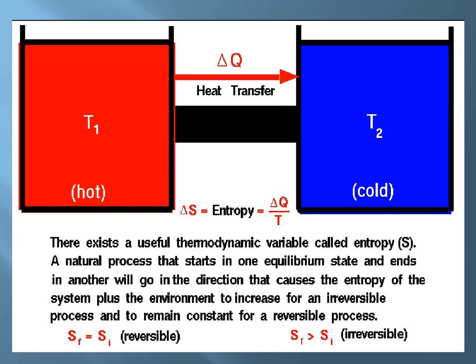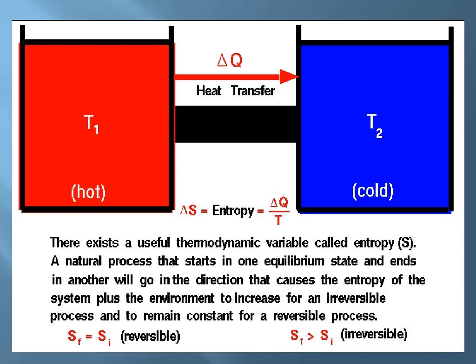Concept of the second law of thermodynamics. So you can see the temperatures T1 and T2 and heat is transferred, that is delta Q, the change of heat, transferred from T1 to T2, that is, from the hot body to the cold body. So here there exists a useful thermodynamic variable called entropy, that is S. So delta S is equal to delta Q divided by T.